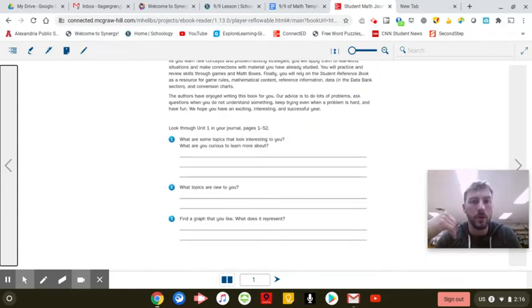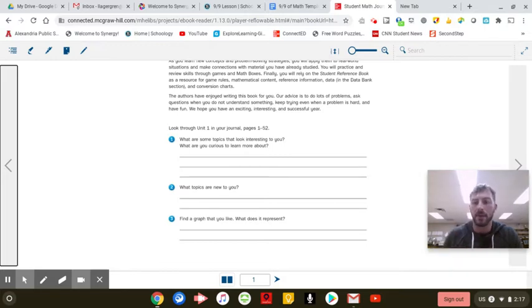So flip through Unit 1, pages 1 through 52. What's something that looks interesting to you? What's something that you're curious about? Write it in there. Question 2, what topics are new to you, or what looks new to you? So write that in there. And then number 3, find a graph that you like.